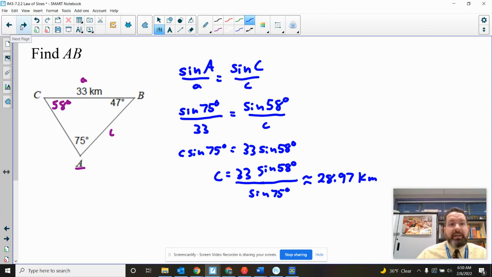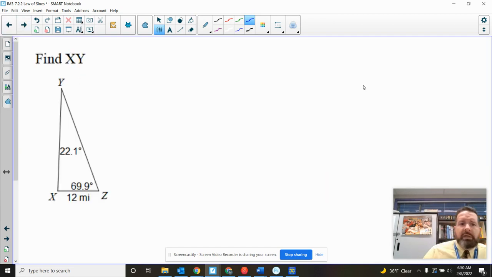Okay, let's go again. Here, I'd like you to do the whole thing, start to finish. So give it a quick pause here, unpause when you're ready to check things. Okay, XY is the side I'm looking for. So in this triangle, that's going to be the side lowercase z. I already have angle Z, so that's a good thing.